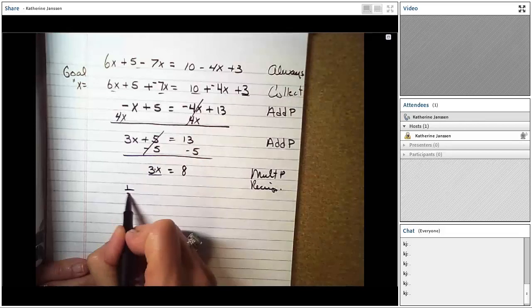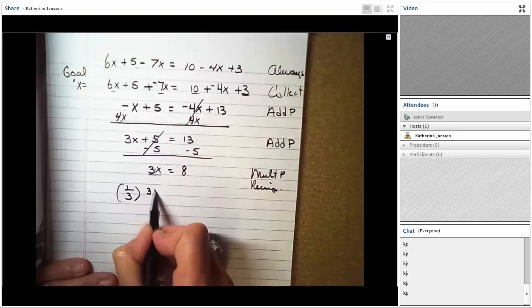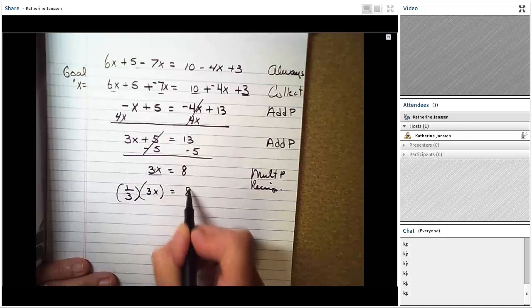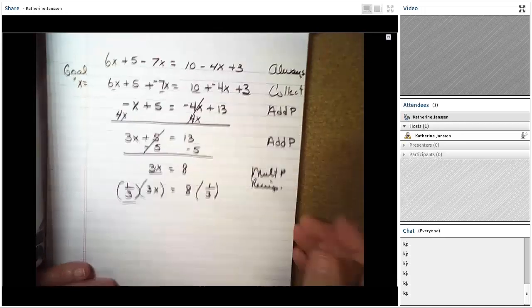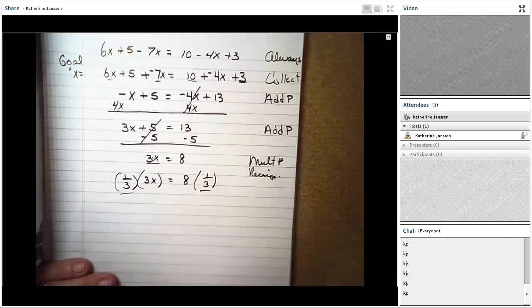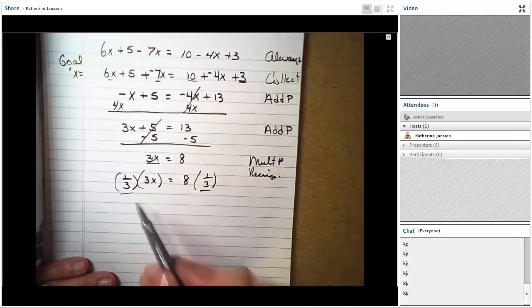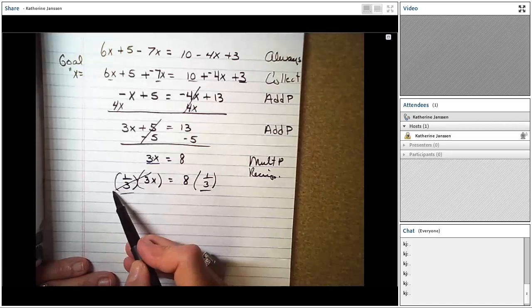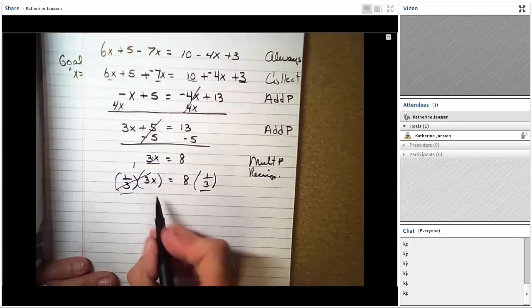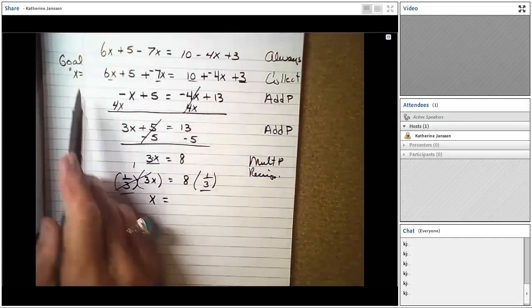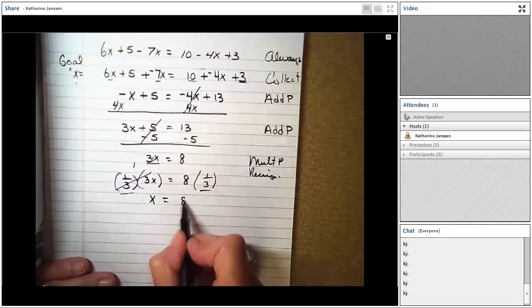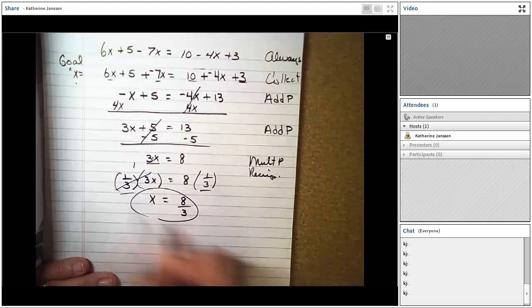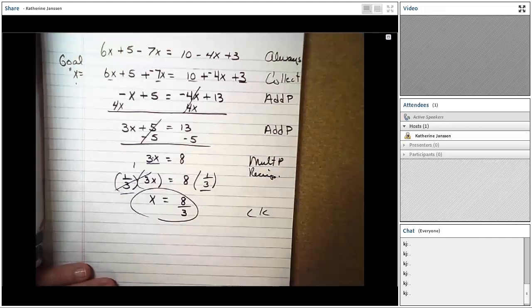The reciprocal of 3 is 1/3. But if I multiply by some value on this side of the equation, I'll have to multiply by the same value on the other side of the equation. 3 times its reciprocal goes to 1. 1 times x is x equals, getting close, tidying up this side of the equation, that's 8/3. And you can check. Substitute back into the original equation and solve.